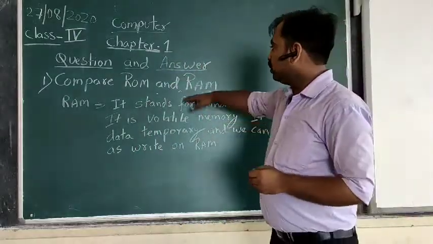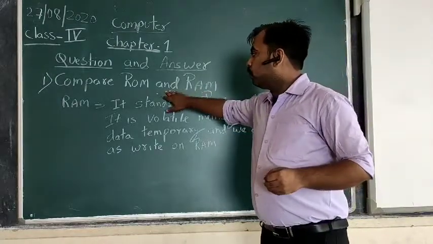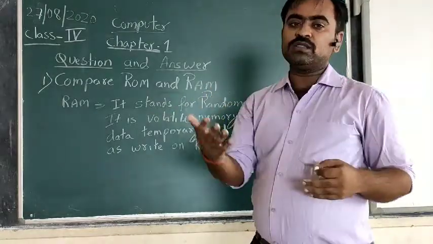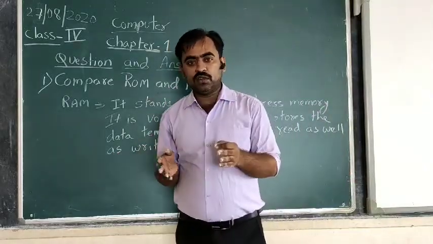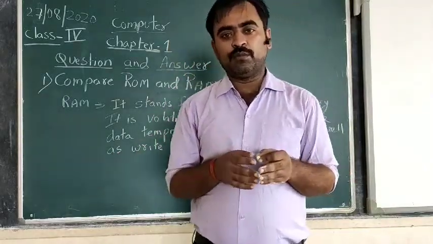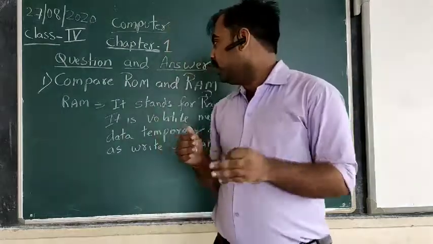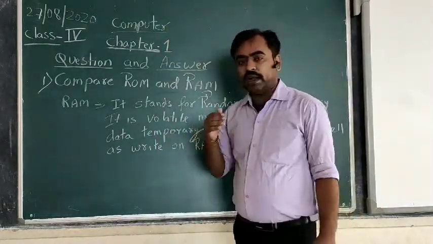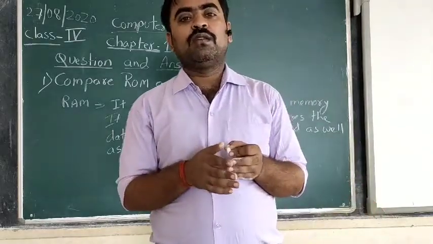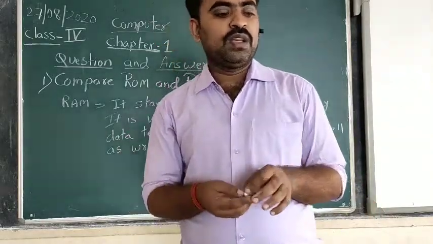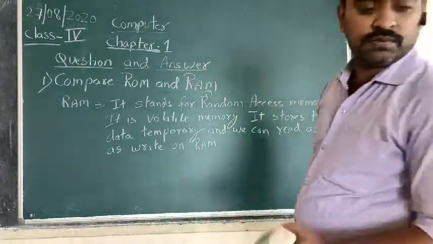Clear? So now you can easily compare ROM and RAM. The ROM is read-only memory, it is a permanent memory, and it is also known as non-volatile memory, whereas RAM is random access memory, and it stores the data temporarily, and that's why it is known as volatile memory. Clear? So now move to the second question.